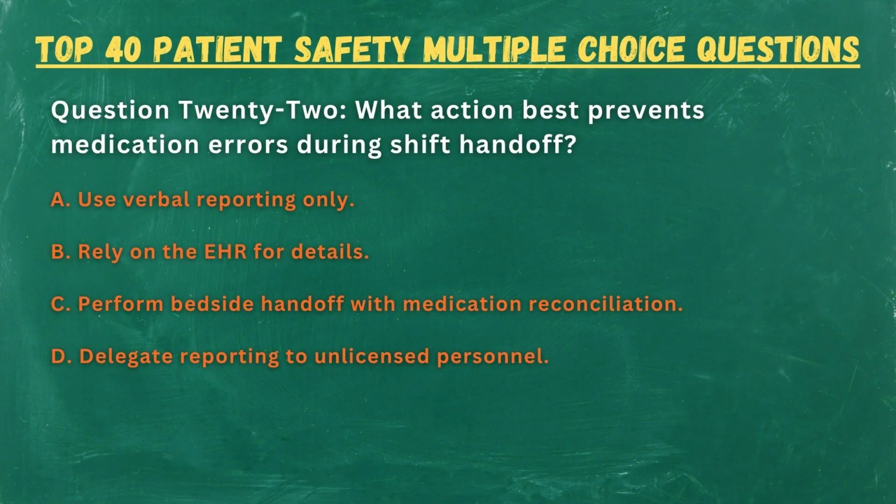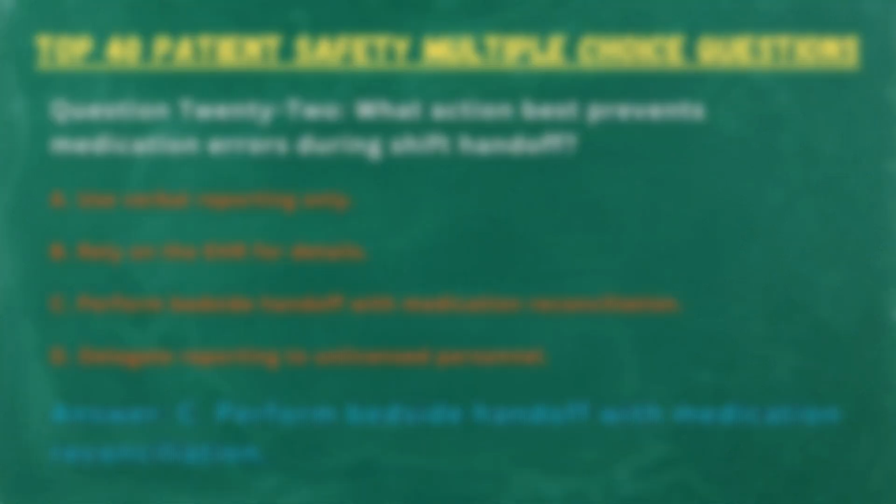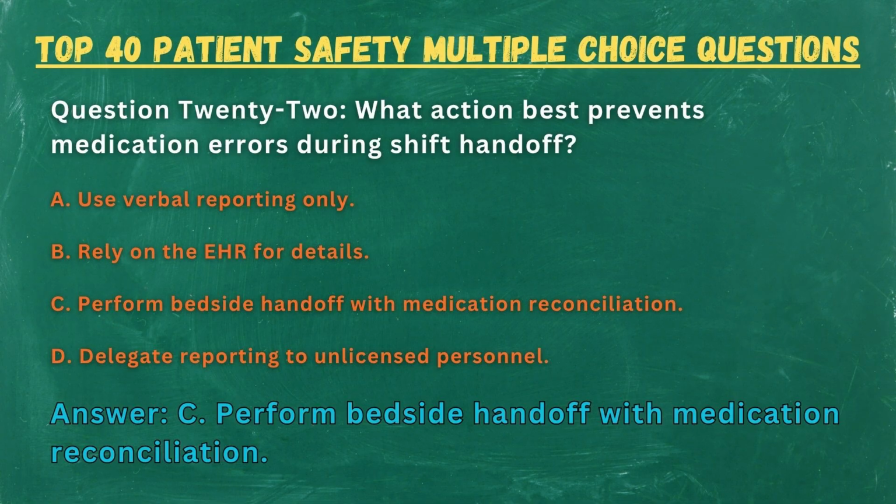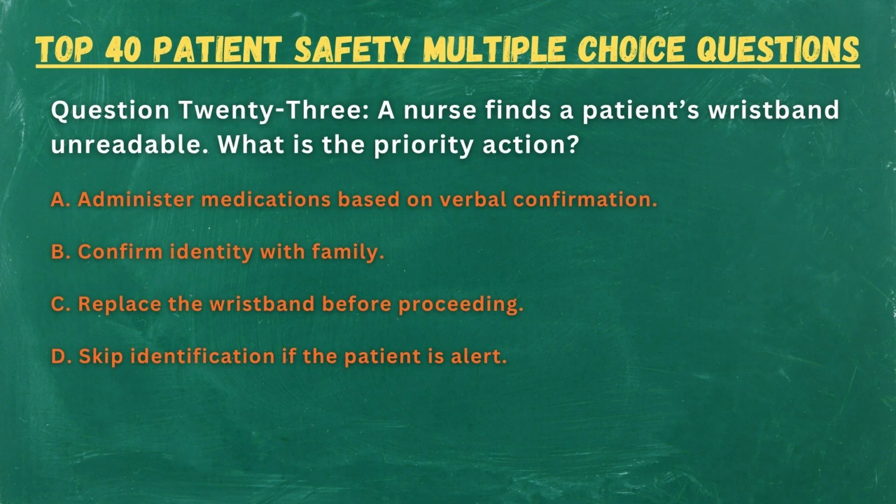Question 22. What action best prevents medication errors during shift handoff? A. Use verbal reporting only. B. Rely on the EHR for details. C. Perform bedside handoff with medication reconciliation. D. Delegate reporting to unlicensed personnel. Answer: C. Perform bedside handoff with medication reconciliation.